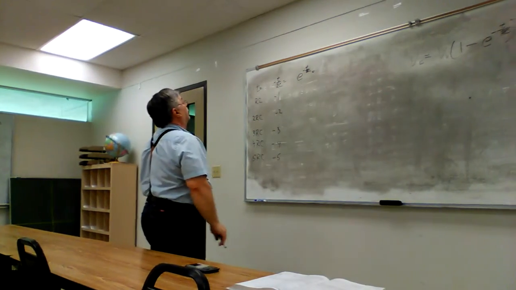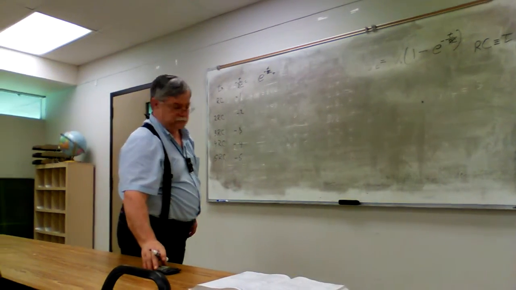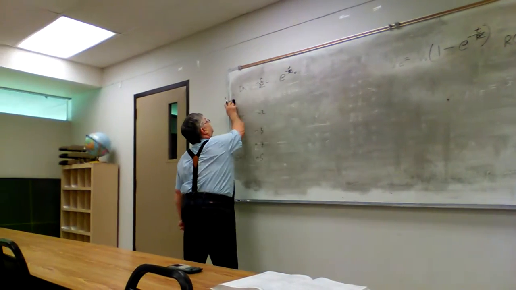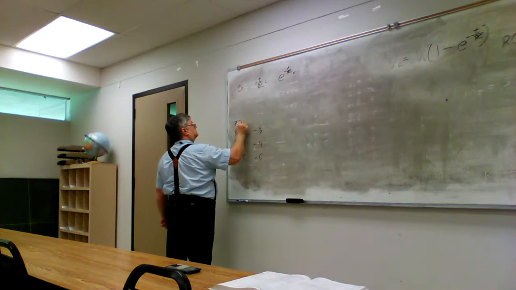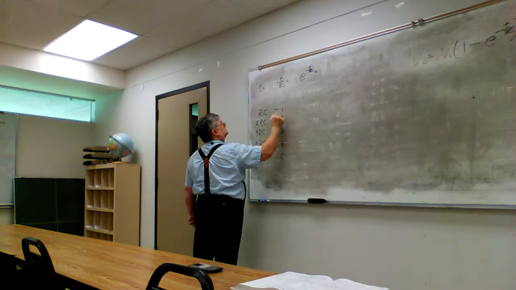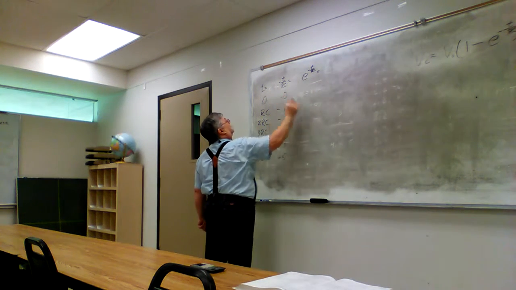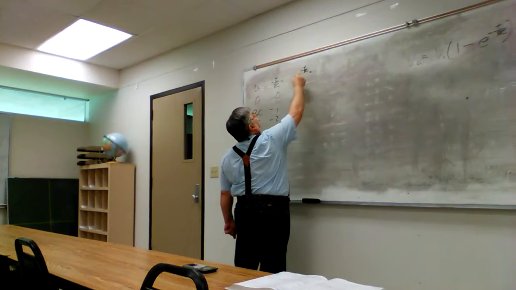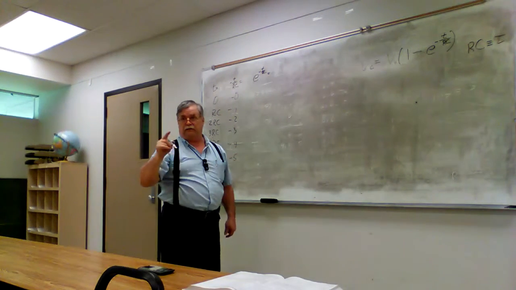Well, you know what? I'm going to add in one extra one. What happens when t is equal to 0? If t is 0, then e to the minus 0 is what? No, e to the 0 is 1.